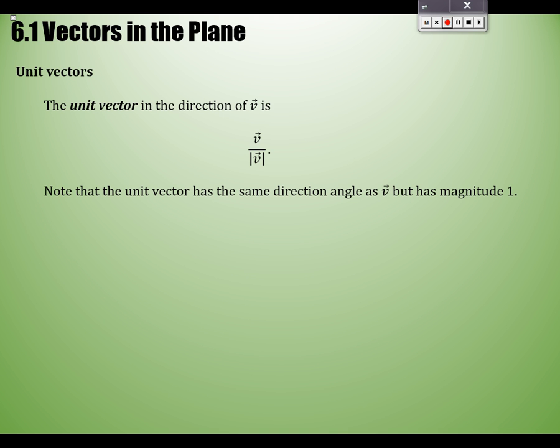So if we want to take a vector that we have in our possession and make it 1 unit long, all you have to do is divide by the magnitude. That's a scalar operation on the vector, dividing by a number.